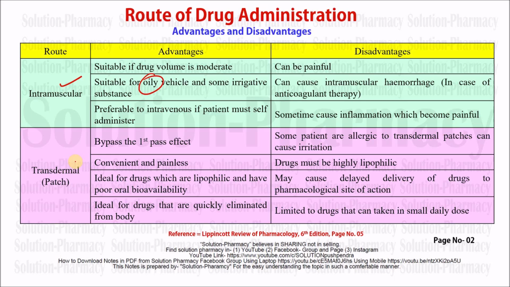But it also has some disadvantages or limitations. Firstly, it can be painful. Intramuscular injections are mostly painful. In case of tetanus or any other drug, you will feel severe pain. Next, it can cause intramuscular hemorrhage in case of anticoagulant therapy. If we are already on anticoagulant therapy or have taken an anticoagulant drug, then intramuscular hemorrhage may be caused just because of this intramuscular route of drug administration.